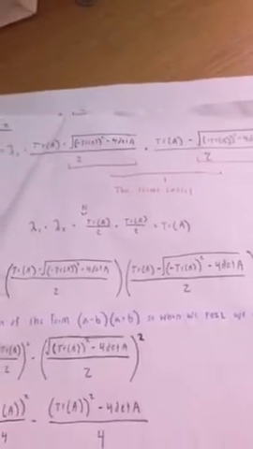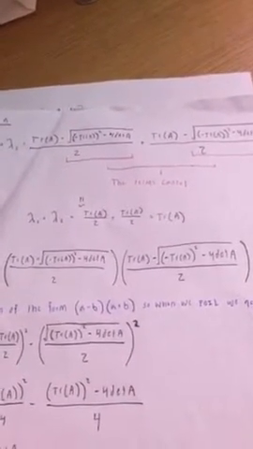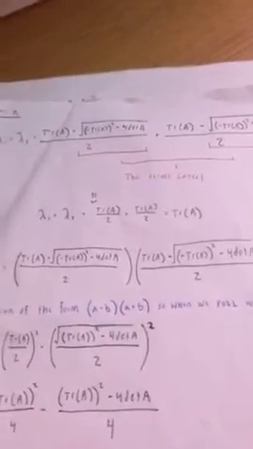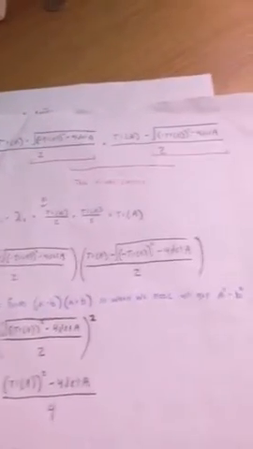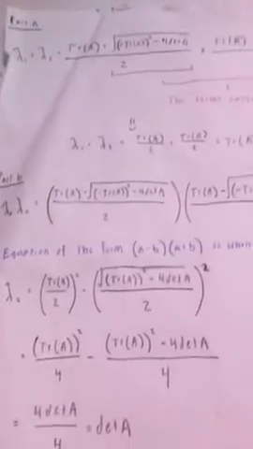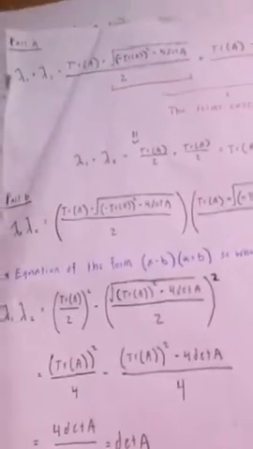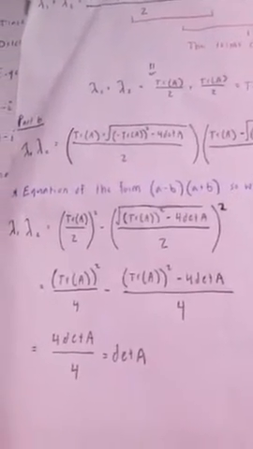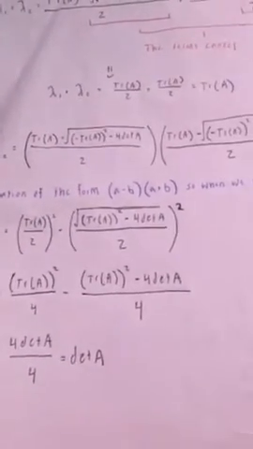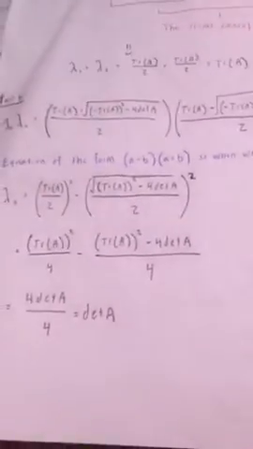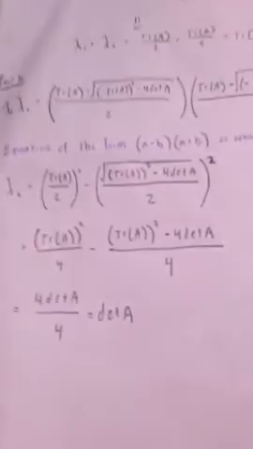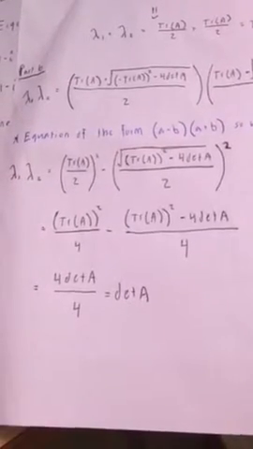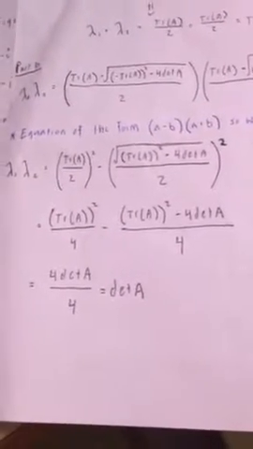So I've multiplied them here, and this looks ugly at first until you notice that it is of the form A minus B times A plus B. So instead of actually FOILing it, we know we'll end up with A squared minus B squared. That's what I've just written here, and that squaring gets rid of the square root, and you just end up with the trace of A squared over 4 minus the trace of A squared over 4 minus 4 times the determinant of A over 4. And it should be pretty obvious that we have the determinant of A right there.